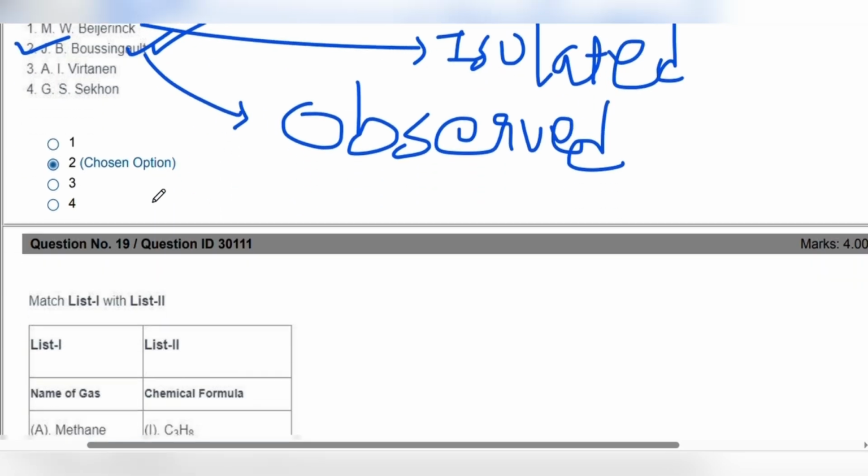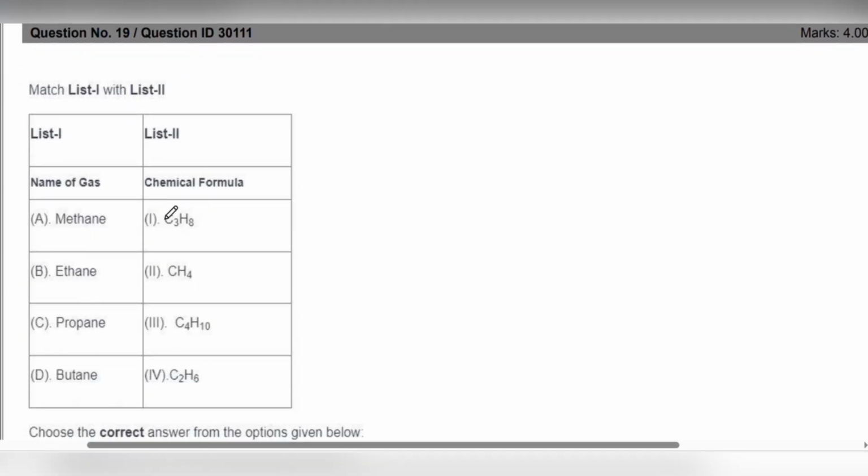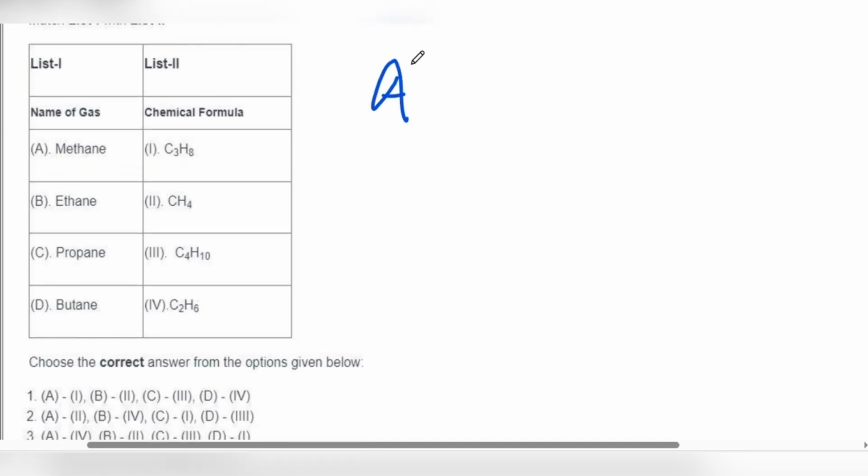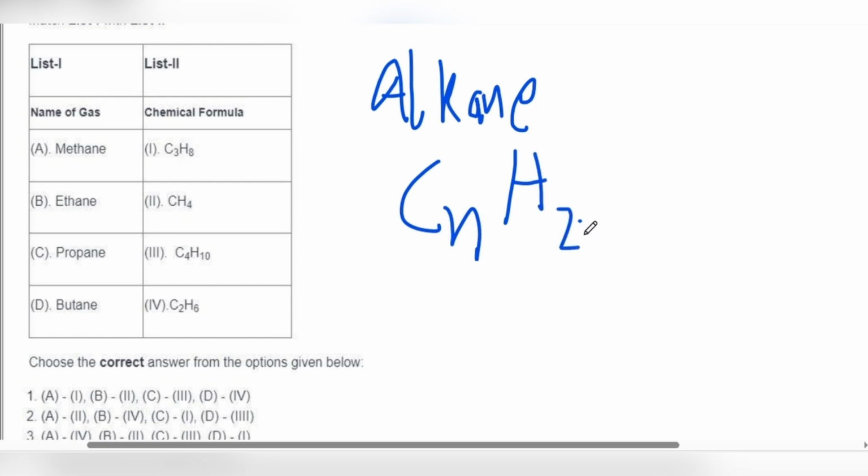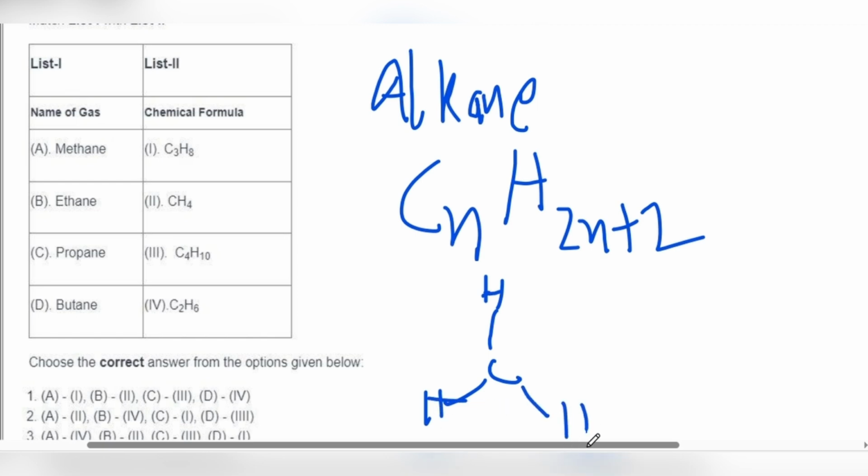Fine. Moving on, here is another very simple question of organic chemistry, you can say, or biomolecules. It says match the following. Name of the gas and chemical formula. I think you all know alkane, alkene and alkynes. They have given a list of alkanes, and the formula of alkanes is CnH2n+2. What is an alkane? You know, the simplest alkane is methane and its structure is this tetrahedral structure where one C is bonded to 4 hydrogen, CH4. That is an alkane, and that is methane.